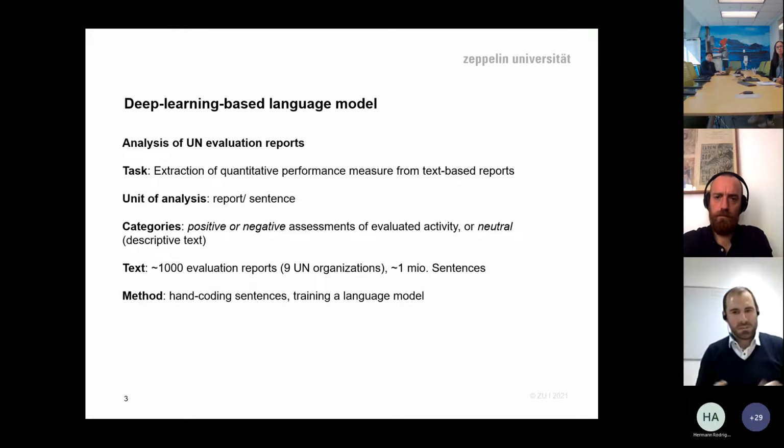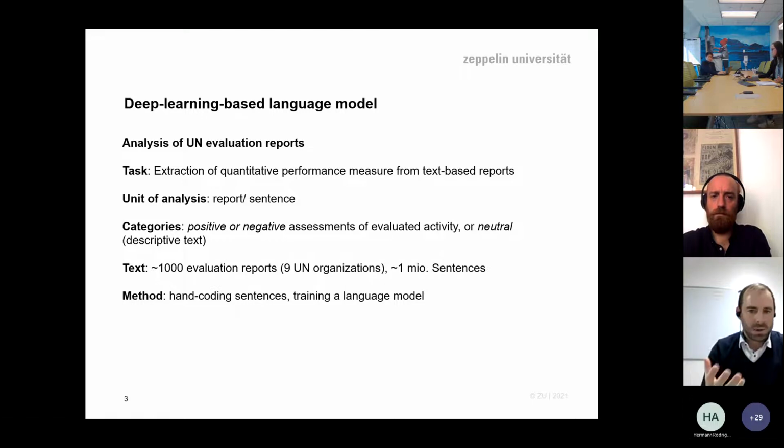So the assumption here, obviously, is that the more positive assessment sentences in a report, the more positive the overall evaluated activity. What we did to enable us to classify is that we hand-coded sentences. We basically took 100 reports and classified 10,000 individual sentences. And then we used these sentences to train a pre-existing language model.